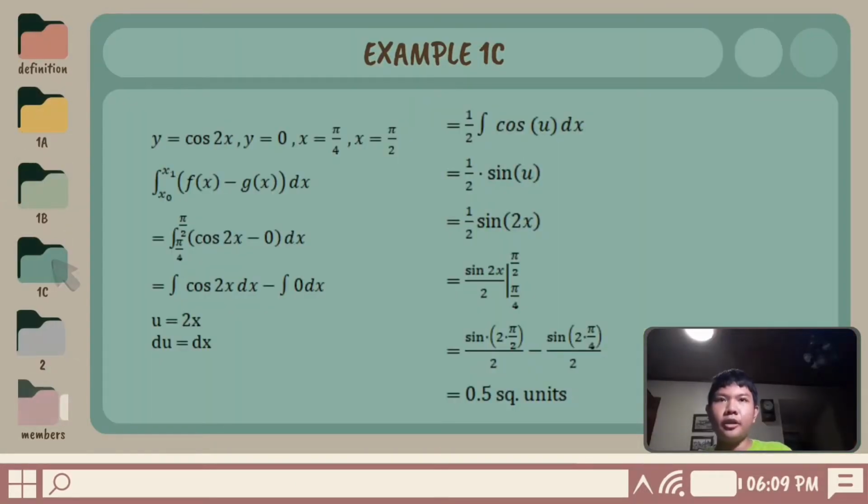On our third example, we have y = cos 2x, y = 0, x = π/4, and x = π/2.